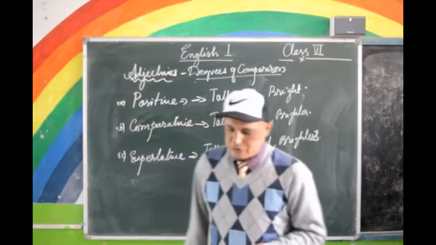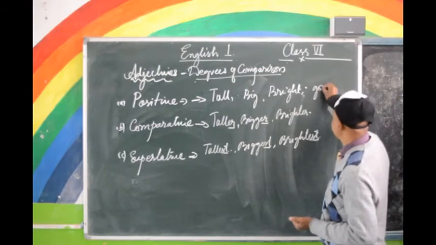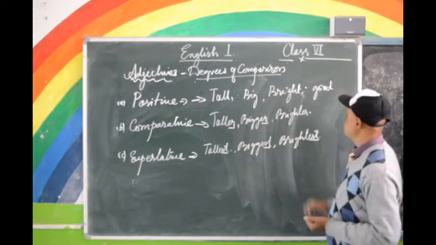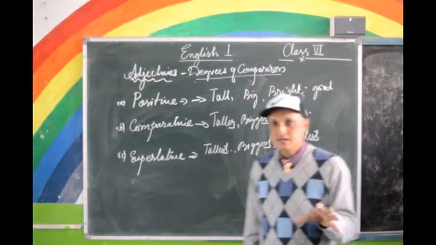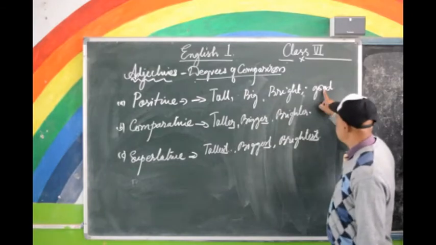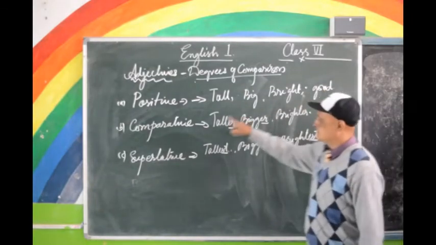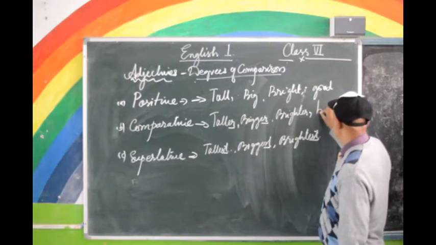Such as, for example, the adjective good. If we have the adjective good, we can't just add ER. Here, the word changes. So, the positive degree is good, and the comparative degree of good is going to be better.